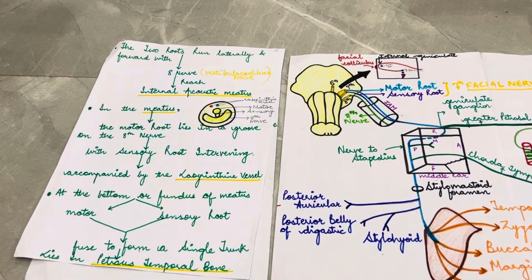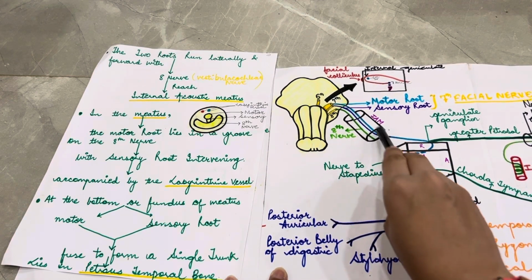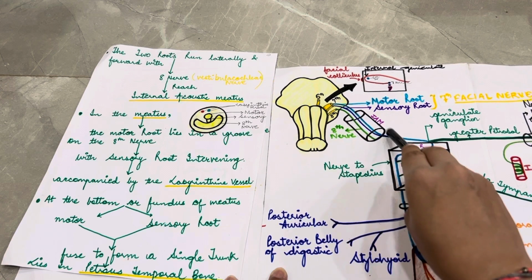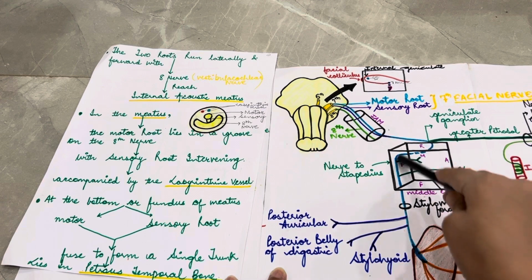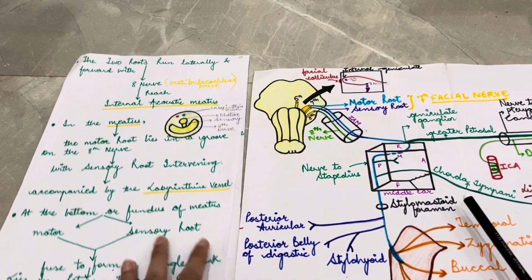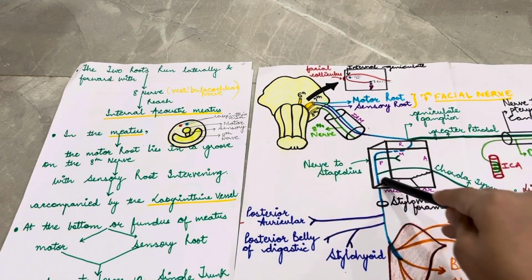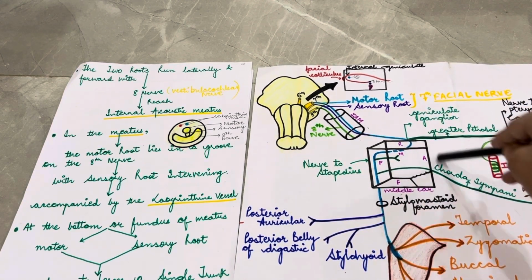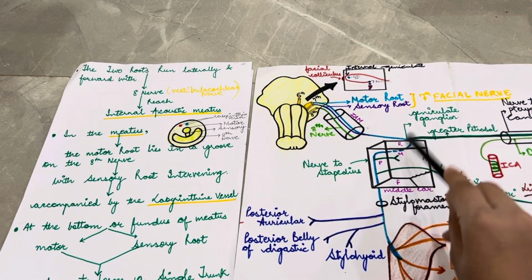And at the bottom or fundus of the meatus, the motor as well as sensory root fuse to form a single trunk that lies in the petrous temporal bone. So after it exits this internal acoustic meatus, the motor root and the sensory root both fuse to form a single trunk, and this approaches the middle ear. But first of all, I want to explain that from the internal acoustic meatus, this middle ear, this whole structure is present in the petrous temporal bone, or the temporal portion of the skull.